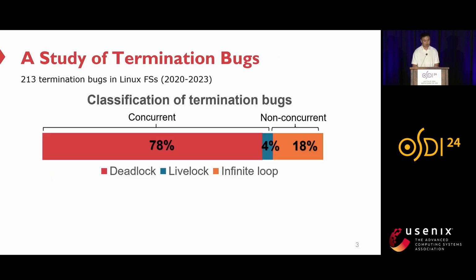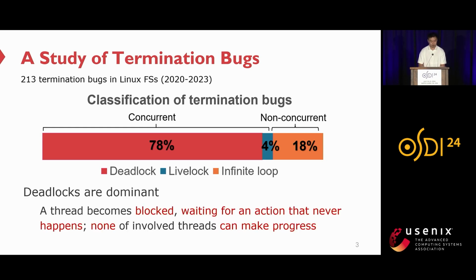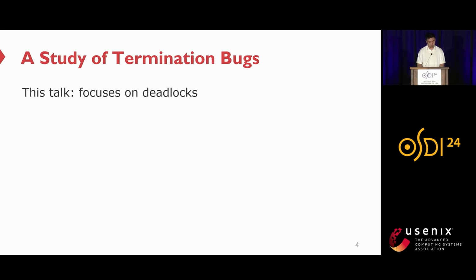To understand the scale of the problem and the challenges, we performed a study of termination bugs in the Linux file systems. We found that concurrency bugs, more specifically deadlocks, are dominant, accounting for about 80% of all termination bugs. In a deadlock, a thread becomes blocked, waiting for an action that never happens, and none of the involved threads can make progress. In this talk, we will focus on the verification of deadlocks given their prevalence.